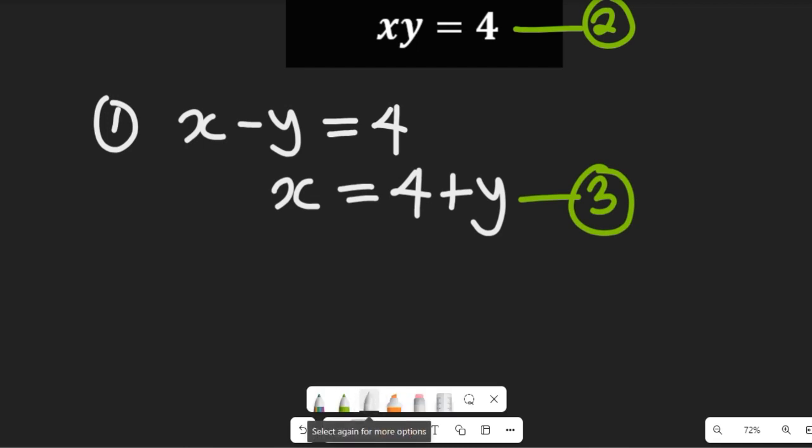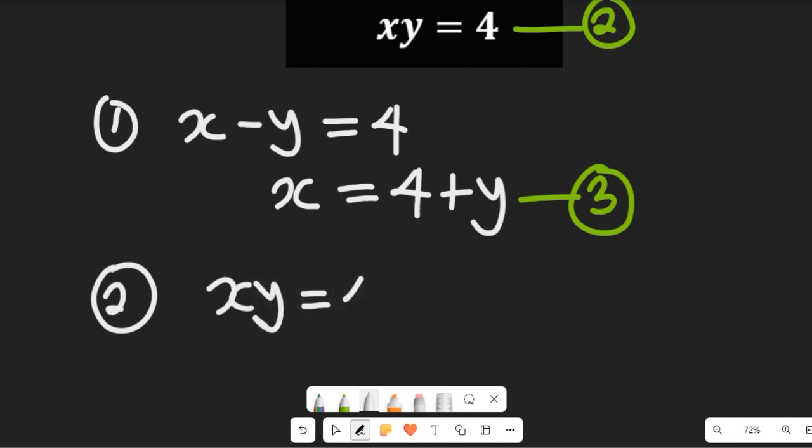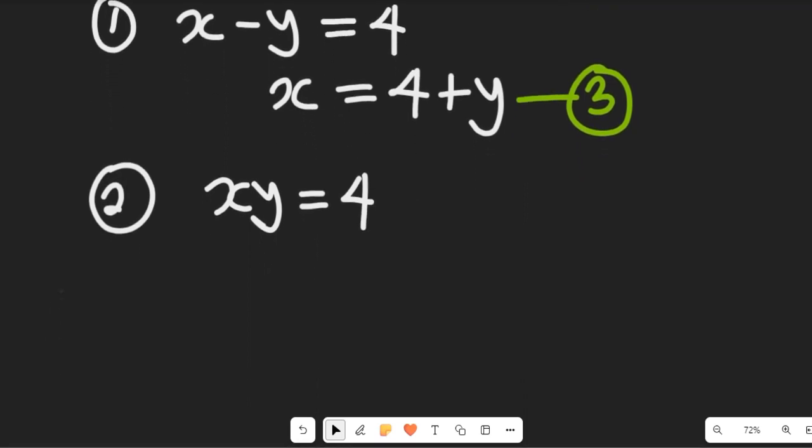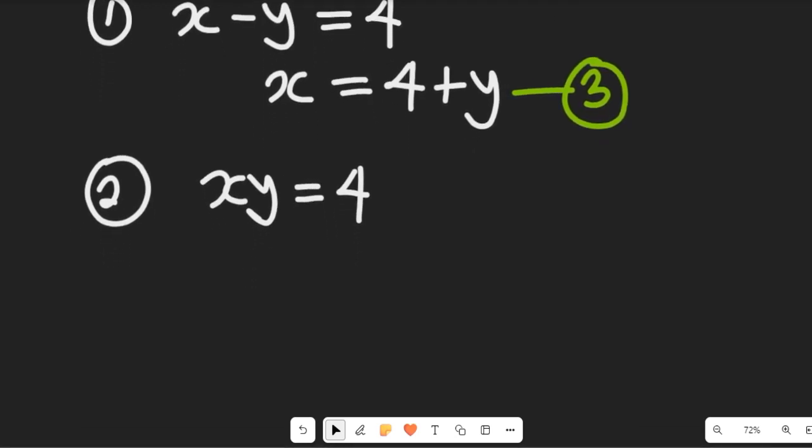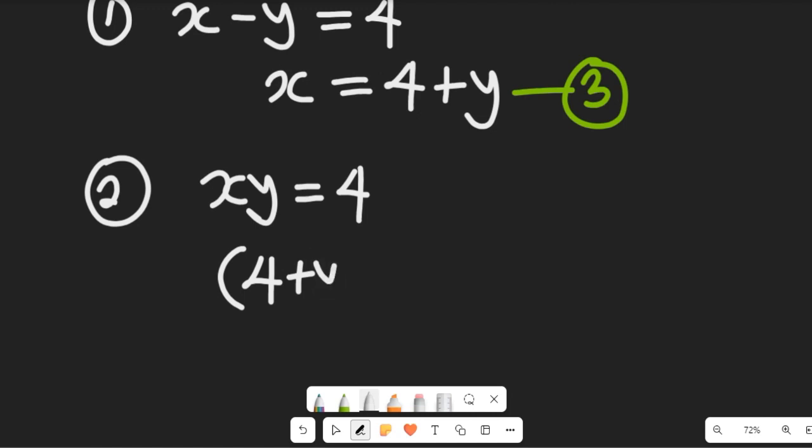Now, from equation 2, we are told that xy is equal to 4. So what do we have here? If xy is equal to 4 and the value of our x is equal to 4 plus y, that means we can simply replace this value of x with 4 plus y. So that will give me (4 plus y) multiplied by y, and that will be equal to 4.